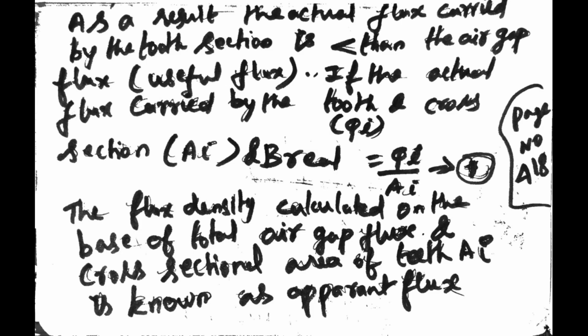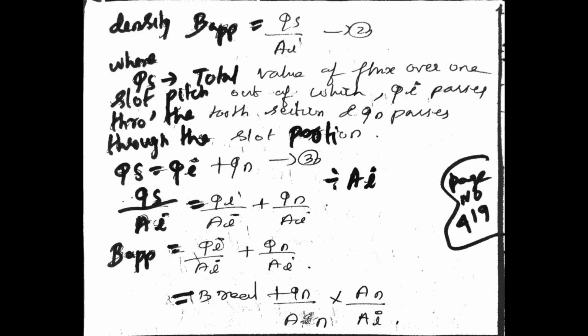The flux density calculated on the basis of the total air gap flux and the cross-sectional area of the teeth Aa is known as apparent flux density. B apparent is equal to phi s divided by Aa. That is the second equation, where phi s is the total value of flux over one slot, out of which phi i passes through the tooth section and phi n passes through the slot portion. Phi s is equal to phi i plus phi n, that is the third equation.